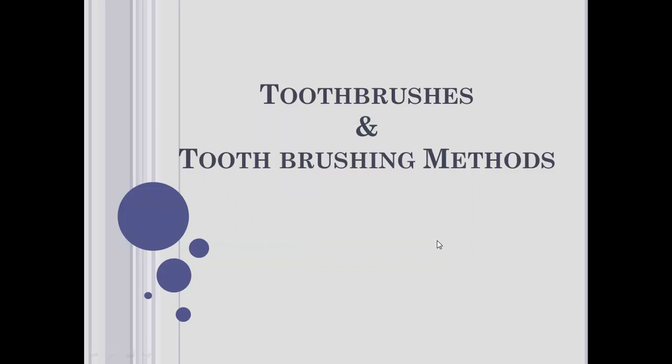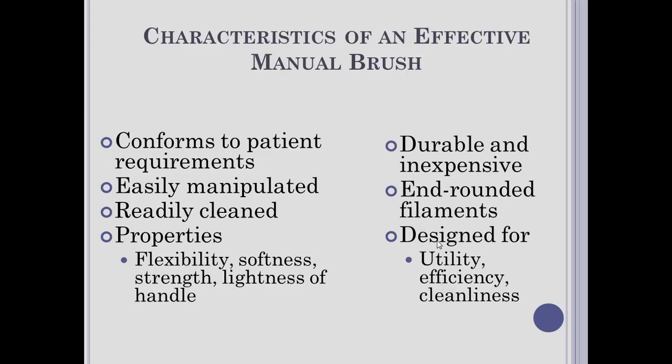This is Self-Care Part 3, and the focus of this section will be on toothbrushes and different types of toothbrushing methods. So basically, the characteristic of a toothbrush, it should conform to the patient, whatever their special issues may be. It needs to be easily manipulated, something that can be readily cleaned, and it should be fairly flexible, soft, and the handle fairly light.